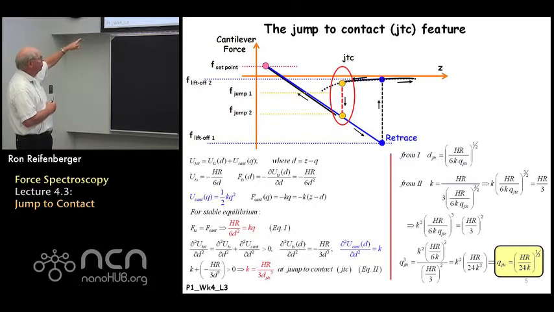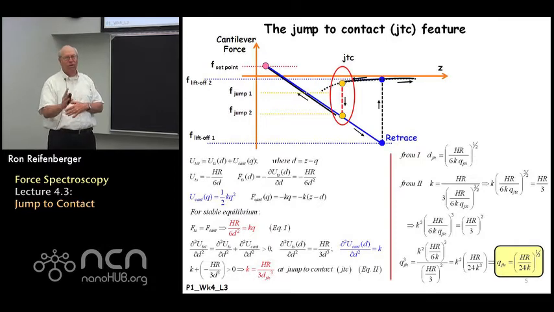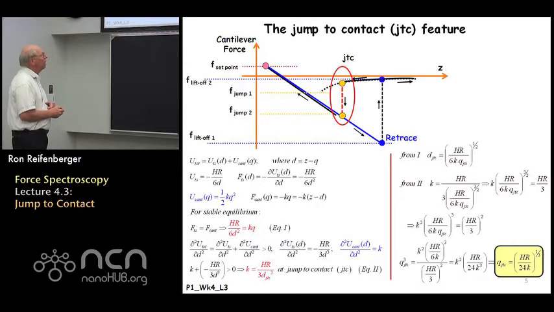The other equation, which I call equation 2, basically tries to calculate the point at which the second derivative of the total interaction potential energy with respect to z is equal to 0. That's the point that marks the transition from the stable to the unstable equilibrium, and in principle that's the point where the tip is going to jump to contact.